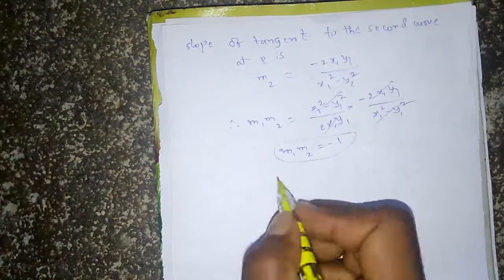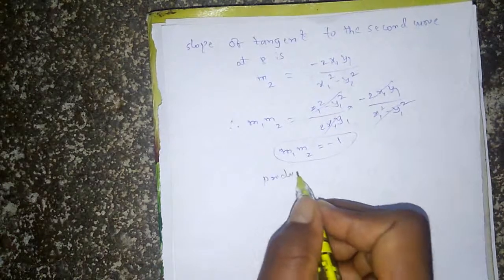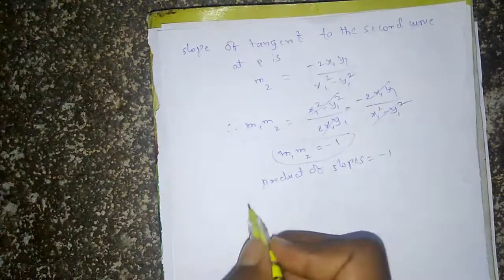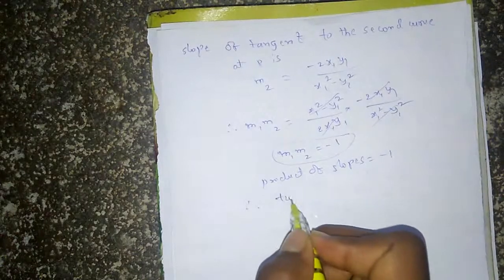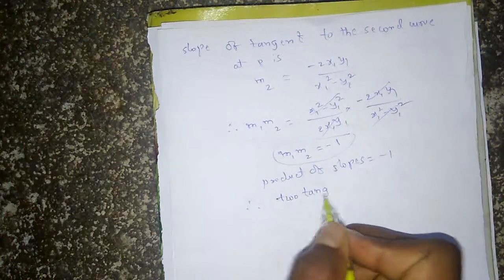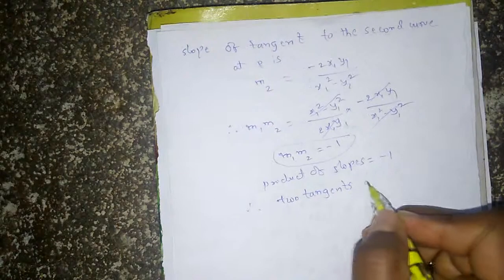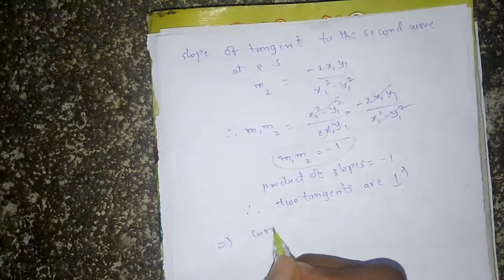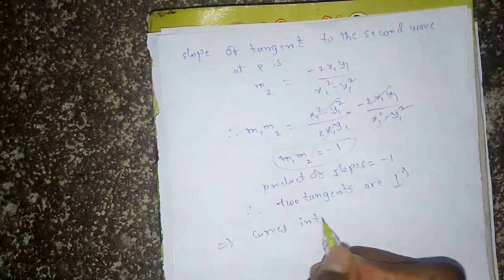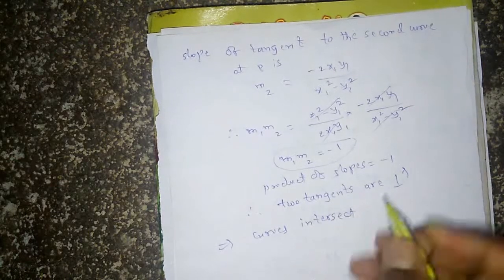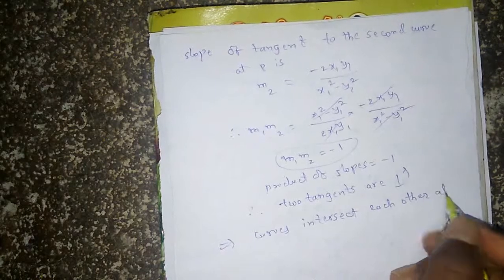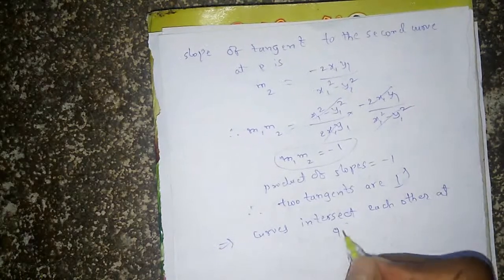So product of slopes is equal to minus 1, therefore the two tangents are perpendicular. Therefore the given two curves intersect each other at right angles, that is 90 degrees.